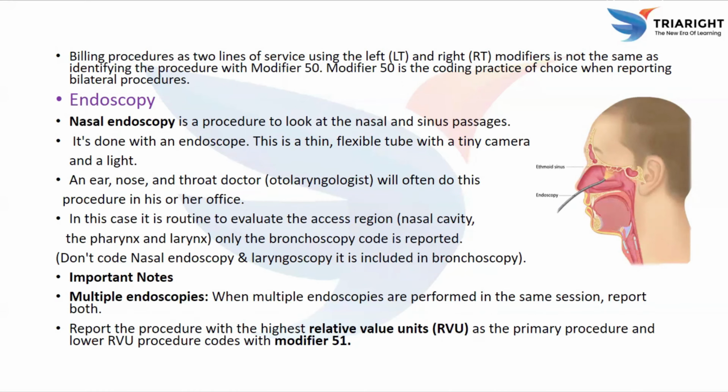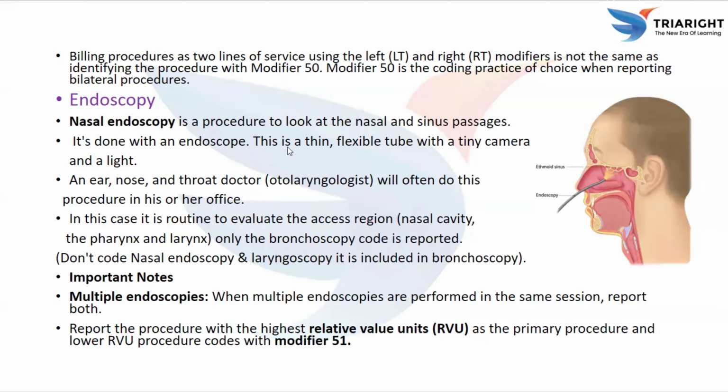And next, the first concept within the respiratory system is endoscopy. It's a basic concept. So what is an endoscopy? It's a procedure that allows the doctor to look inside the body using a scope. Nasal endoscopy is used to examine the nasal cavity and sinuses. It is performed using a thin flexible tube with a camera and light. Who performs this endoscopy? An ENT specialist, also called an otolaryngologist. It is often done in the office but not the operating room.